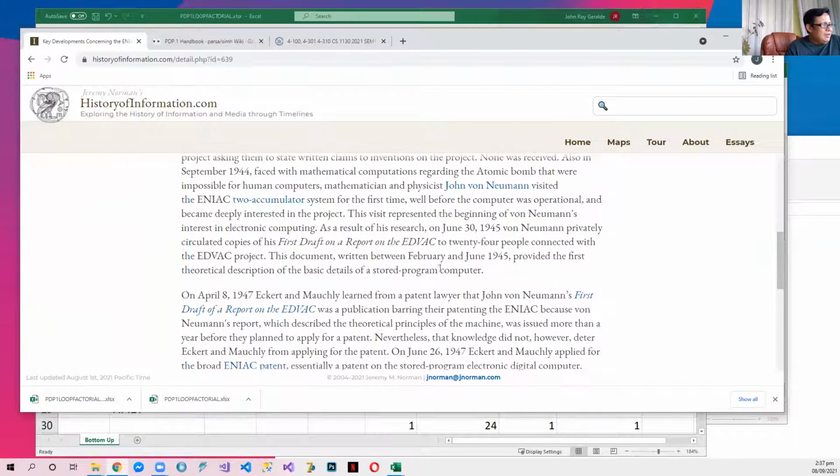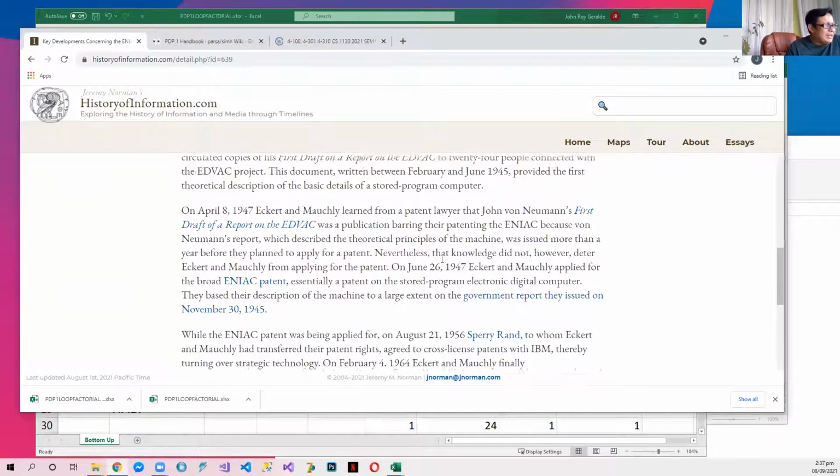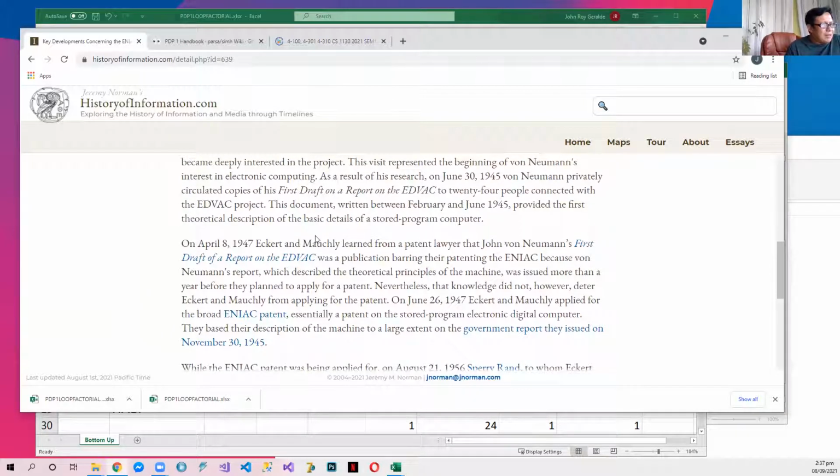Okay. Now, however, when they filed a patent, Eckert and Mauchly did not get the patent because the draft report on EDVAC prohibited them from getting the patent, since it was John von Neumann's authorship. Do you follow? So in 1947, their patent for the stored program concept was not approved.